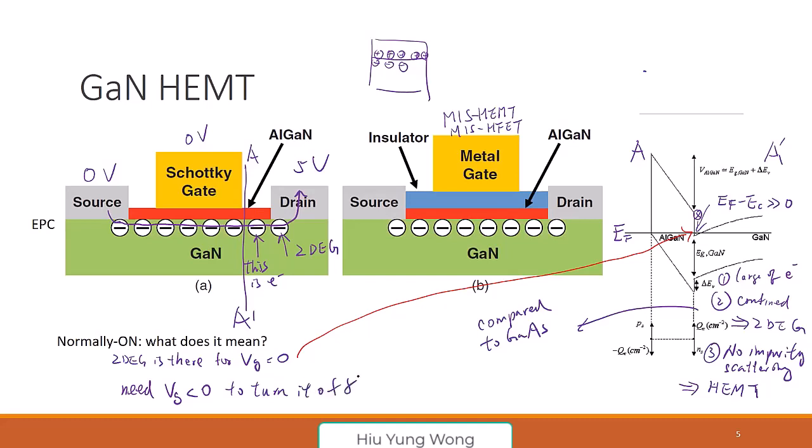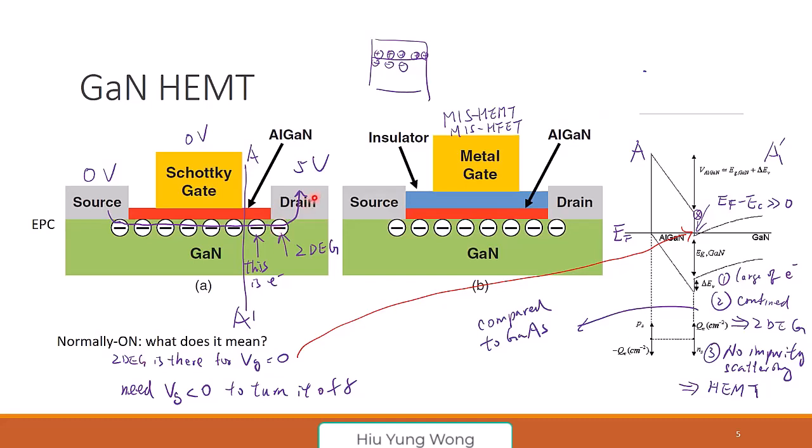Once you have VG smaller than 0, you start to deplete away the electrons. When you have a negative bias, you pull up the band, so you lift it up, and as a result your conduction band is not below the Fermi level anymore. And this is called normally on. If you're doing a power converter, this is a big deal. Do you know why that is a problem?